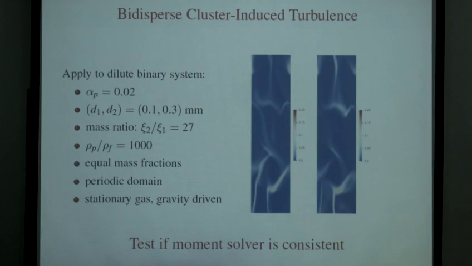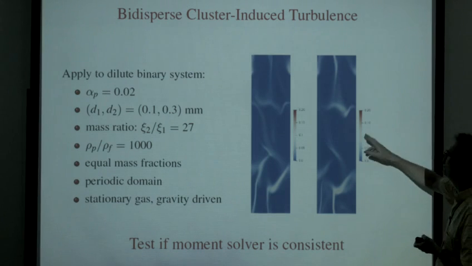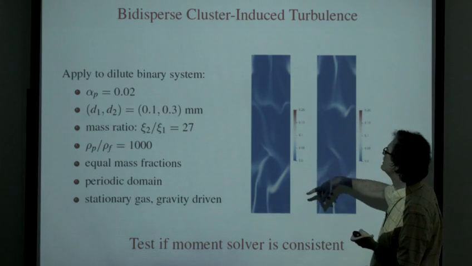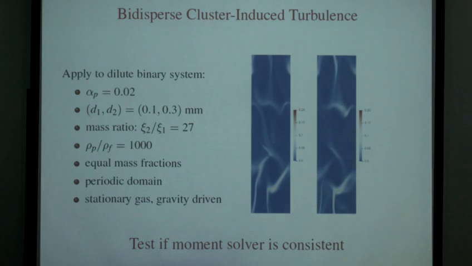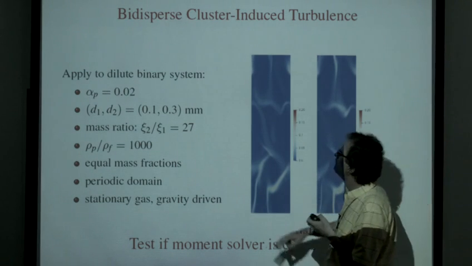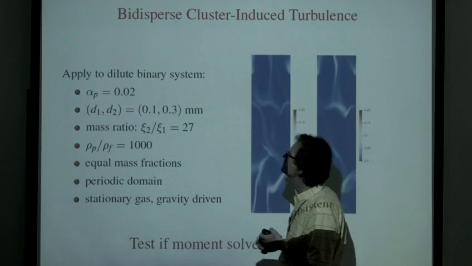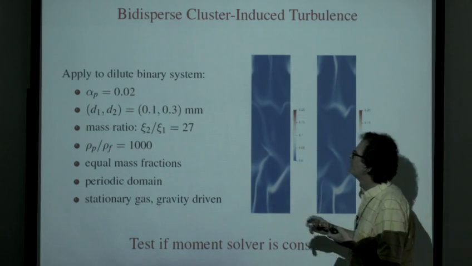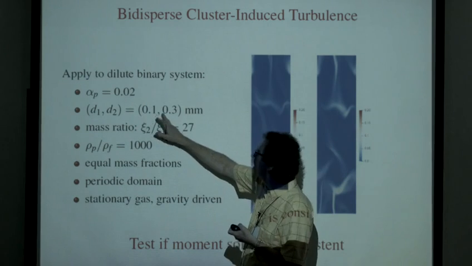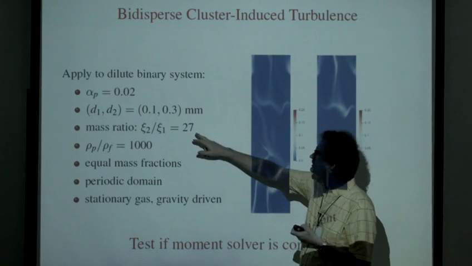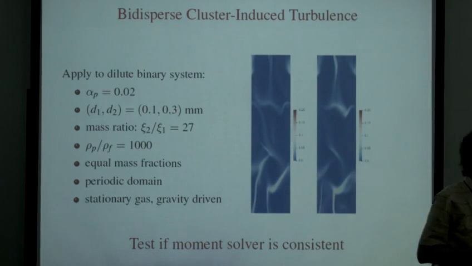Okay, so let's look then at the different cases and see if the solver is working. The key here is the realizable moments and the consistent moments. To test it, we did this riser. This is a periodic riser flow, similar to what Jesse did with Euler-Lagrange. What I showed you at the beginning: the volume fraction of the particles on average is 2%. We took a binary system, 100 and 300 microns, with a mass ratio of 27.